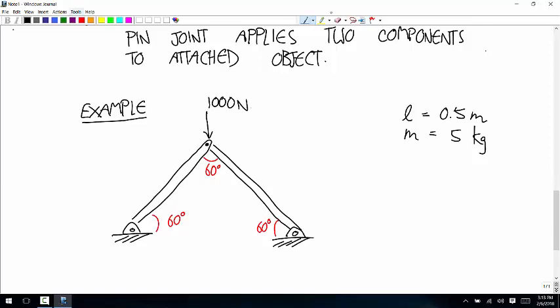Just for bookkeeping, I'm going to call this member number 1 and this member 2. And we want to find the external loads. What are all the forces acting on member 1 and on member 2? There's symmetry in this problem, so it's going to be the same on each one. So what are the forces acting on each beam?